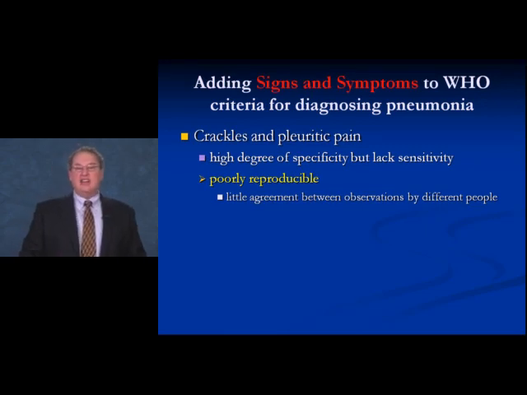Now, what if we add signs and symptoms to the WHO criteria for diagnosing pneumonia? The signs and symptoms include crackles and pleuritic pain. There's a high degree of specificity. The challenge here, though, is that it's poorly reproducible, as there's little agreement between observations by different people.